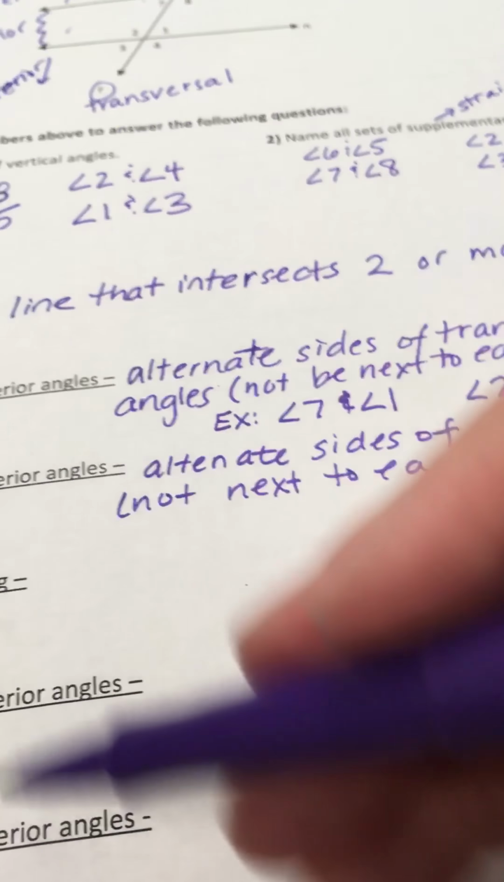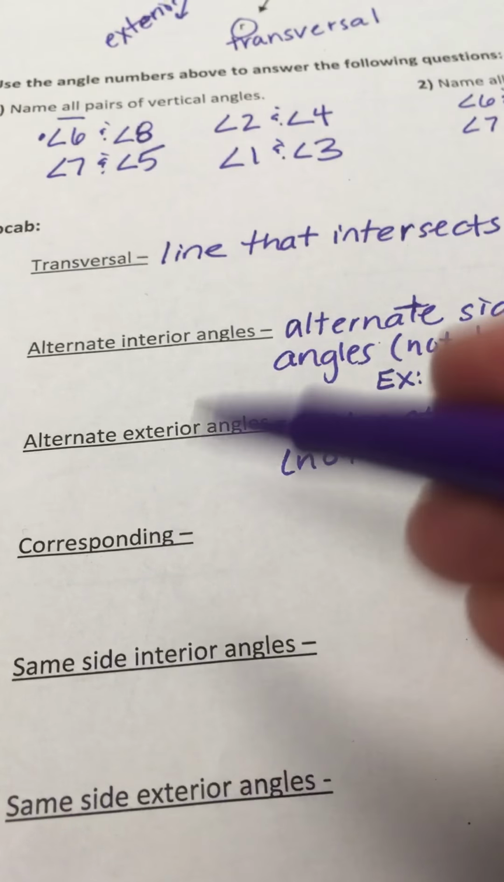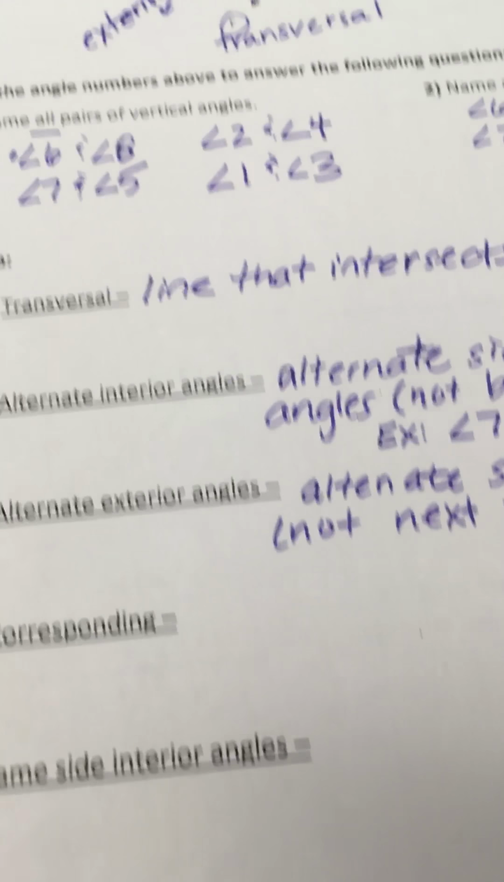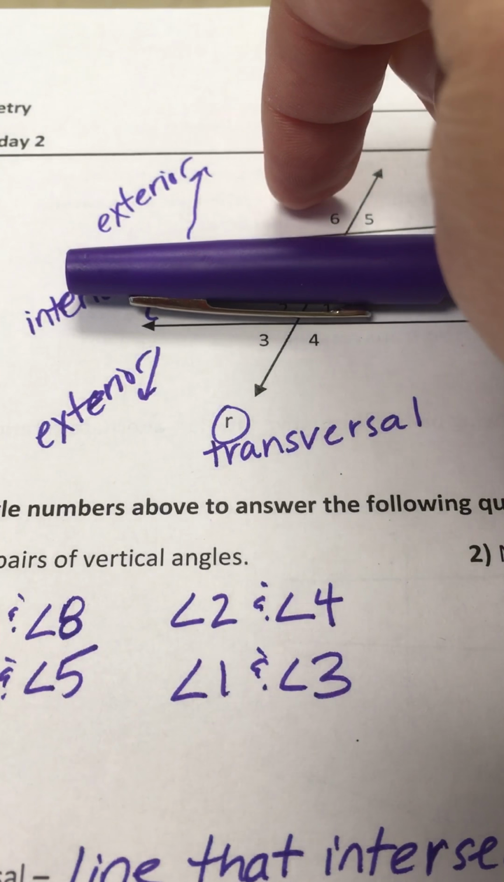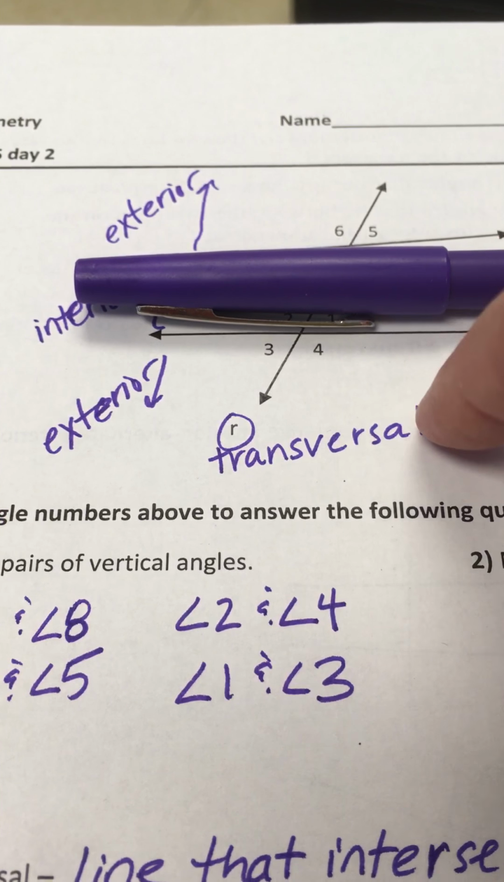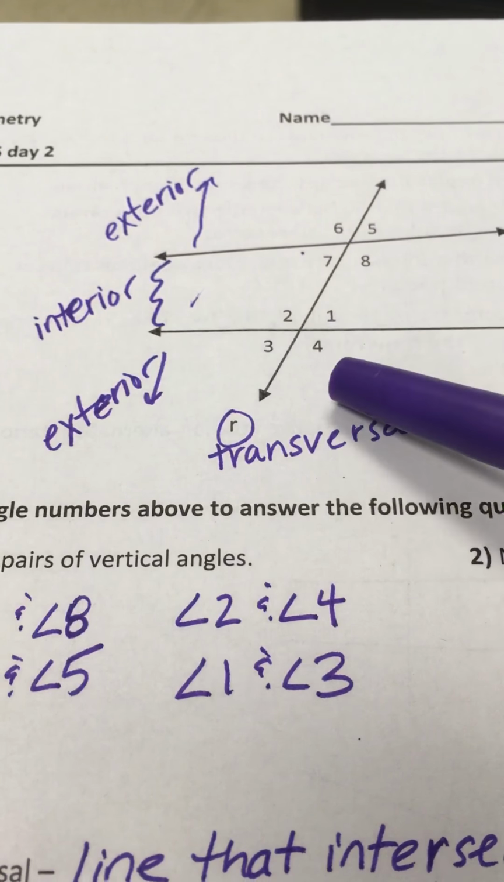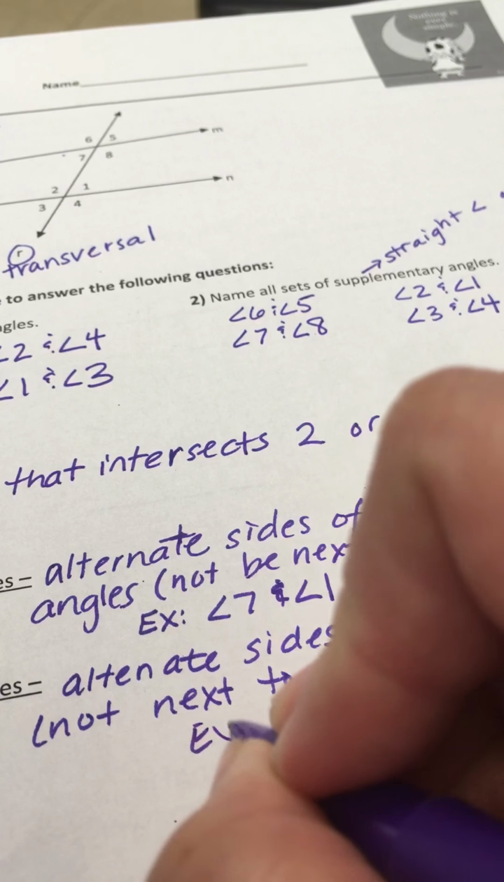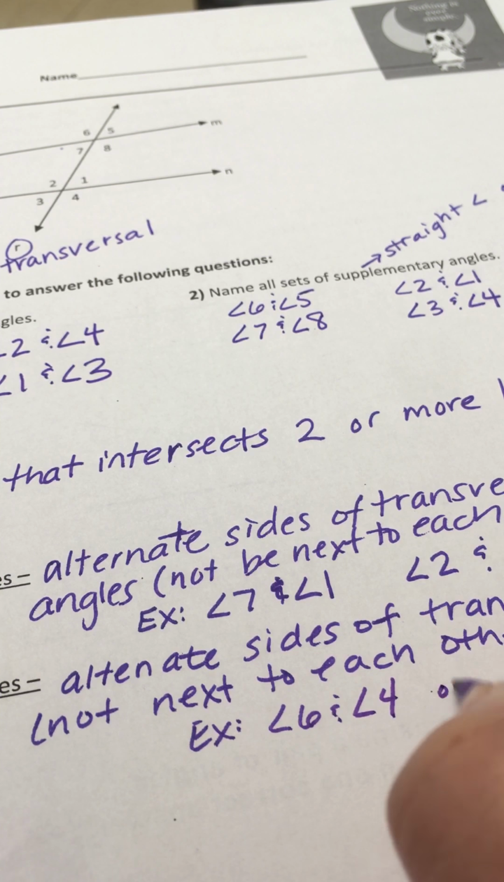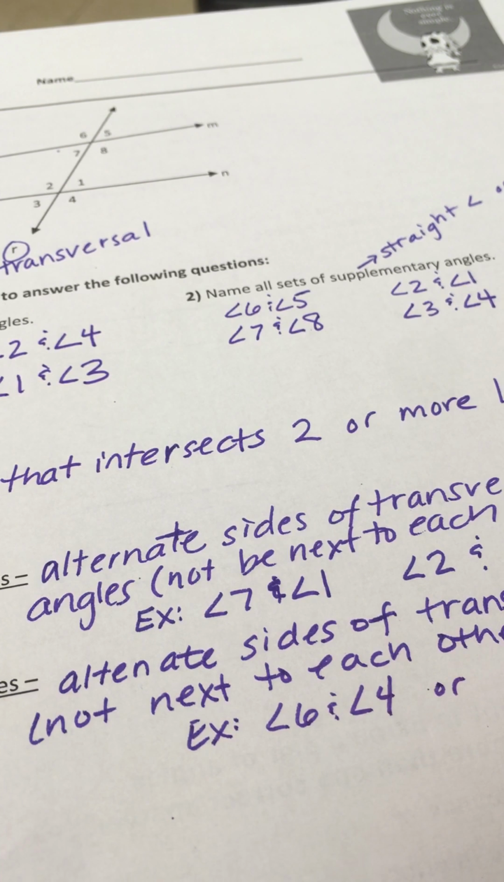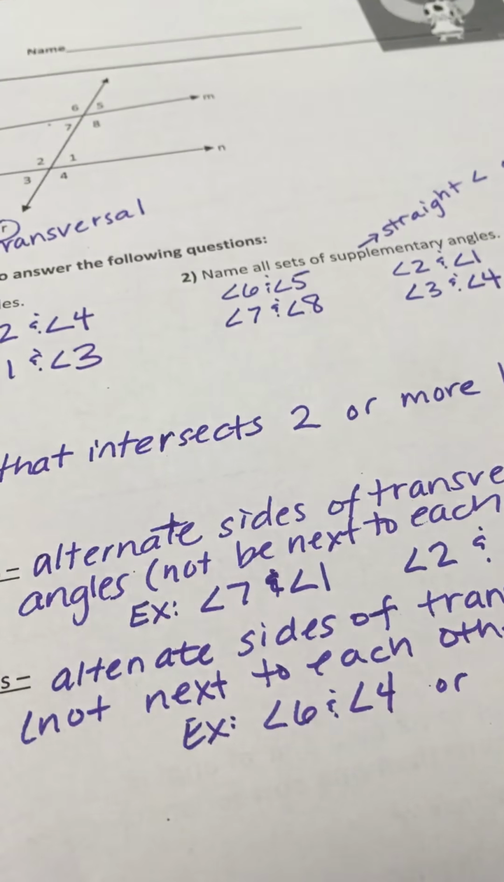So they cannot be next to each other again, and this happens with all the angles. They can't be next to each other, so none of the other ones have that property. So alternate exterior would be like jumping from 6, over the transversal to another part, so 6 and 4 would be an example. Or going the other way, angle 3 and angle 5.